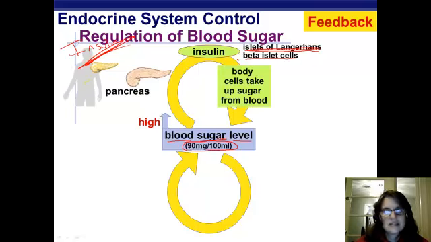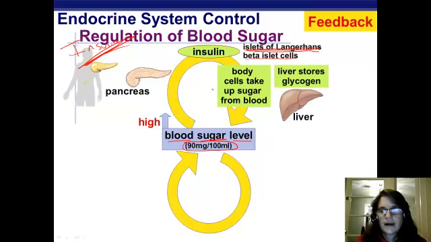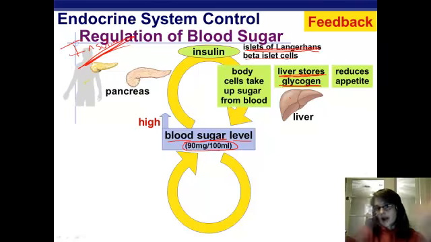Now, insulin stimulates your body cells, your muscle cells, whatever body cells you've got, to take up sugar from the blood. Okay? In particular, the liver is going to pick up that sugar and store it in the form of glycogen. Okay? Remember, glycogen is when we take a bunch of glucose molecules and stick them together in a long chain. It's kind of like starch, only animals can make glycogen and they can't make starch. It's not exactly like starch. It's branched, whereas starch is a straight line molecule.